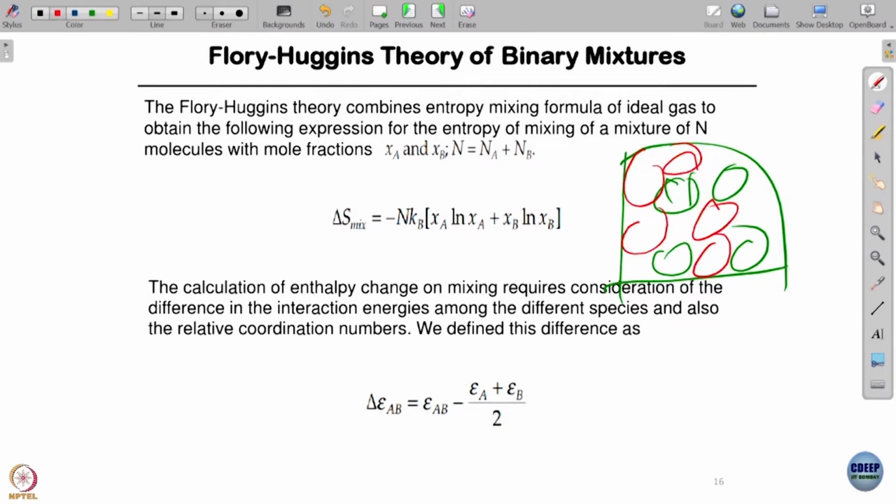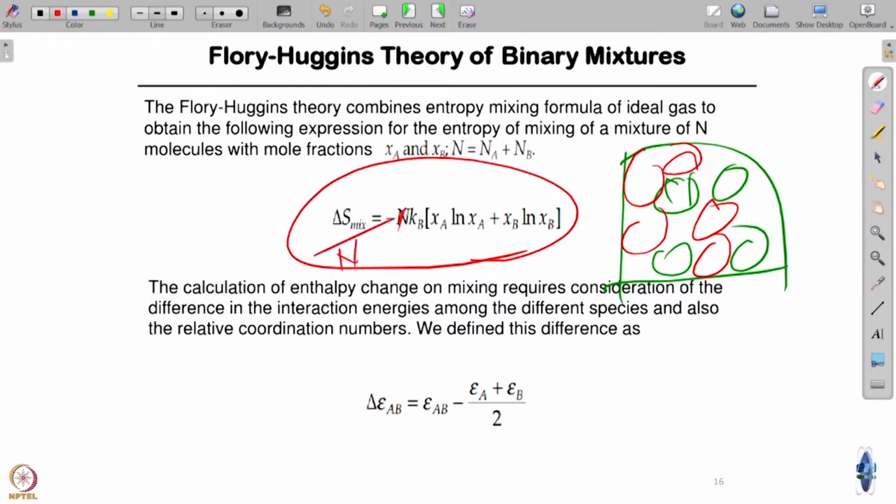A and B together, then the first thing I get is an entropy of mixing, and that is very well known. The entropy of mixing per particle, I would rather take N out from here and put it here, is minus k_B times (x_A ln x_A plus x_B ln x_B). k_B is the Boltzmann constant, x_A is the mole fraction of A, x_B is the mole fraction of B. This comes from simple combinatorics.